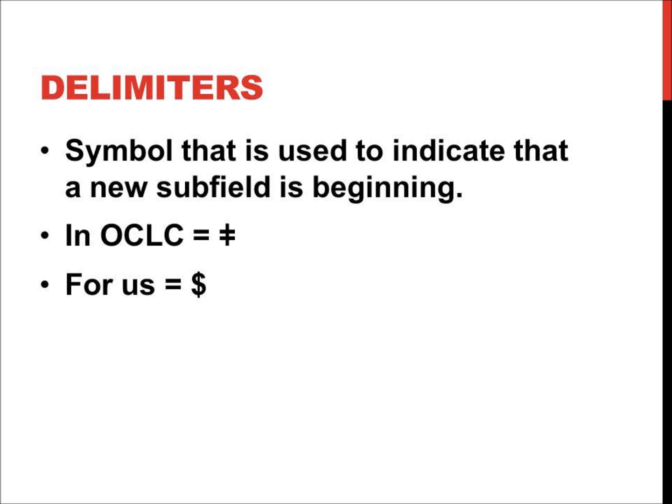A delimiter is the symbol that is used to indicate the beginning of a new subfield. If you're using the OCLC's Connexion client, the symbol is the double-crossed bar. But for our purposes, and in any kind of literature that you read about MARC records, the symbol that will be used will be the $ sign. So use the $ sign in any records that you are going to be creating for me.